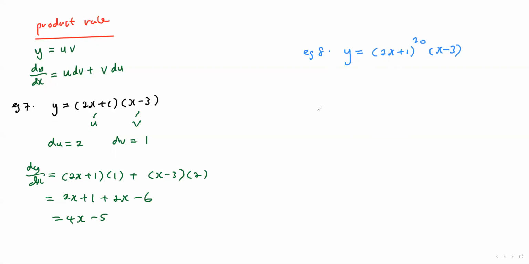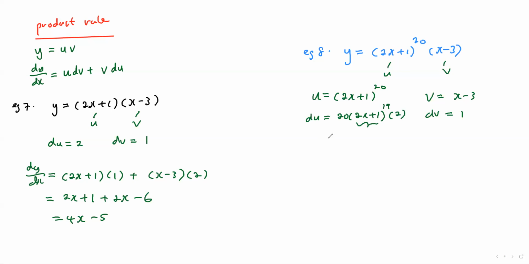Okay, so let's look at example 8. So for example 8, we have to apply chain rule right here. Okay, so I'm going to let this be u and I'm going to let this be v. Okay, so u is (2x plus 1) to the power of 20. And v is just x minus 3. So dv/dx is 1. And du/dx is 20 times (2x plus 1) to the power of 19 multiplied by the derivative of the inside, which is a 2. So that will make it 40 times (2x plus 1) to the power of 19.